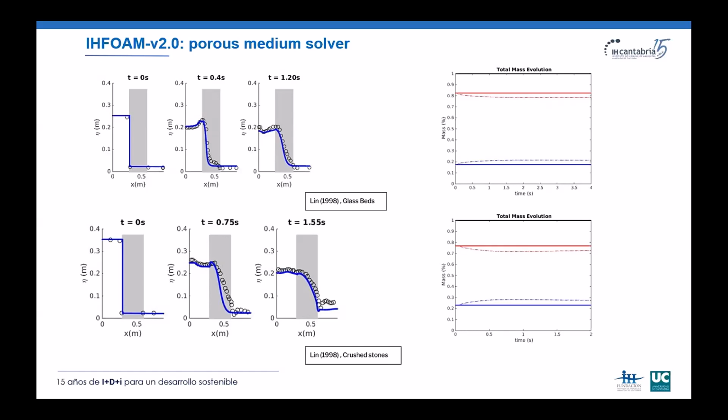And on the right, I'm presenting the plot of the total mass evolution. The dotted line is the first version of the porous media solver, and the new thick red line is the new version. And we can see that we have achieved mass conservation through the whole simulation. Blue is water and red is air.